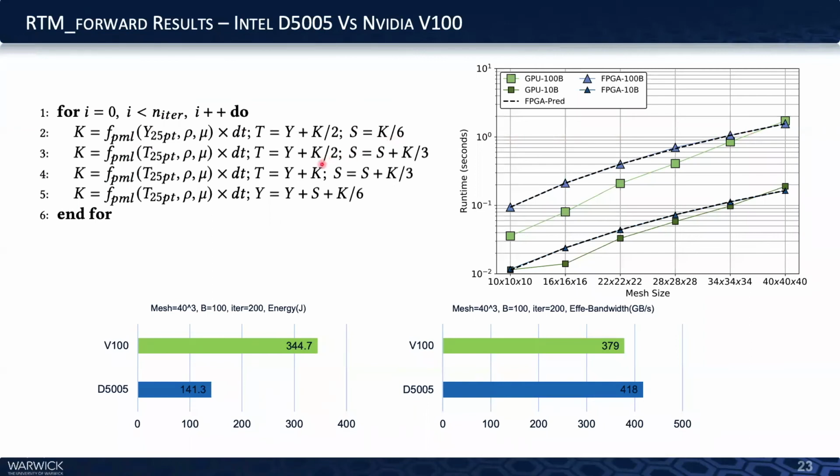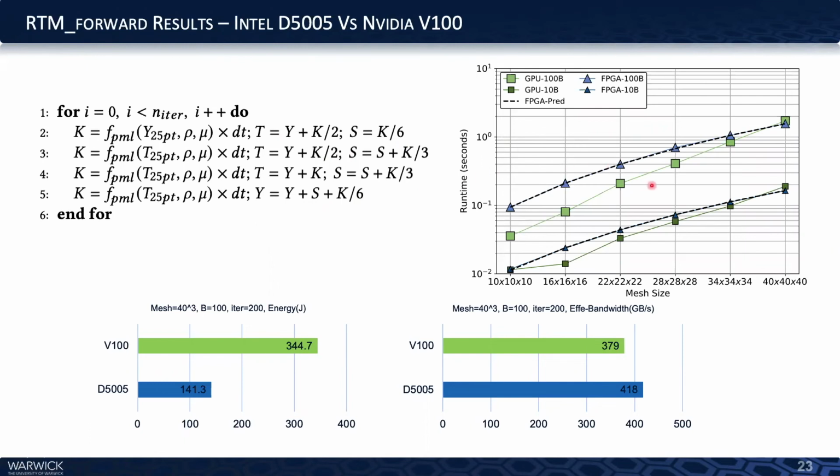The algorithm of the RTM application is given in this figure. Here K, T, Y, S are vector 3D meshes, and rho and mu are scalar 3D meshes. FD_ML does a 25-point, eighth-order stencil operation. The FPGA implementation and the GPU implementation consist of 4 kernels. We chose the structure of arrays data layout as it gives better performance on the GPU.